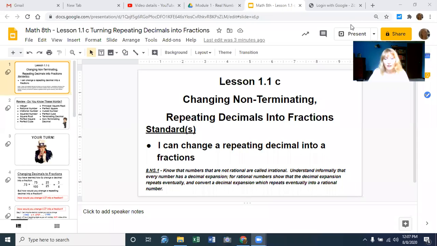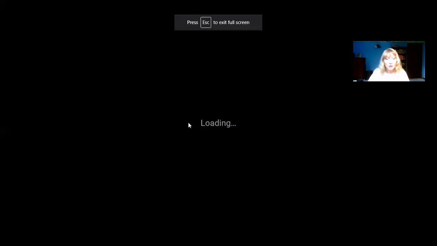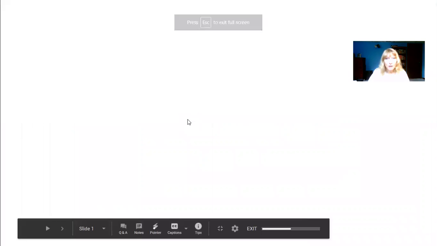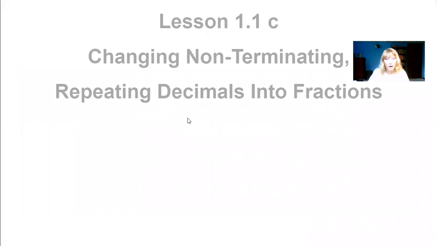Hello, this will be lesson 1.1c. So let's get started. Okay, today we're going to be talking about changing non-terminating repeating decimals into fractions.